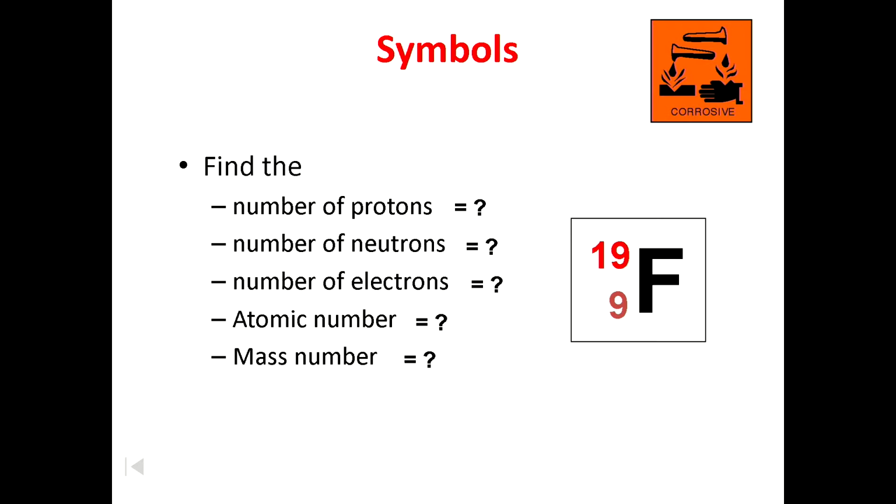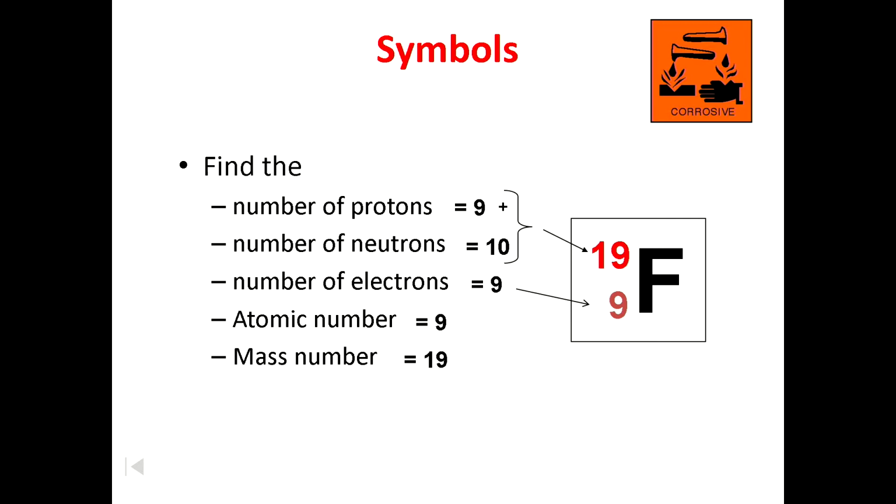Proton number is 9, neutron number is 10, electron number is 9, atomic number is 9. Mass number is 19. Atomic number? 9. Yes. Mass number? 19. Yes. So the proton number is 9, and the neutron is 10, and the electron is 9. And the atomic number is 9, and the mass number is 19. Okay, here's the answer.